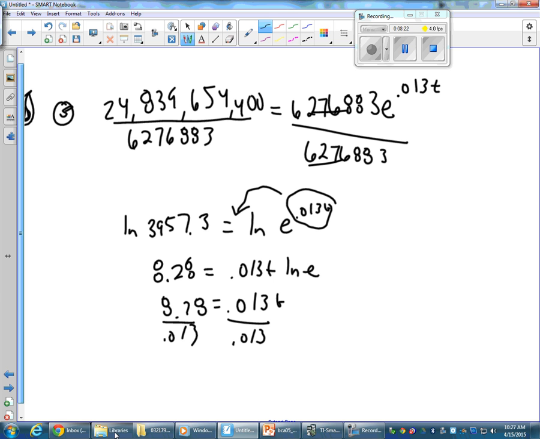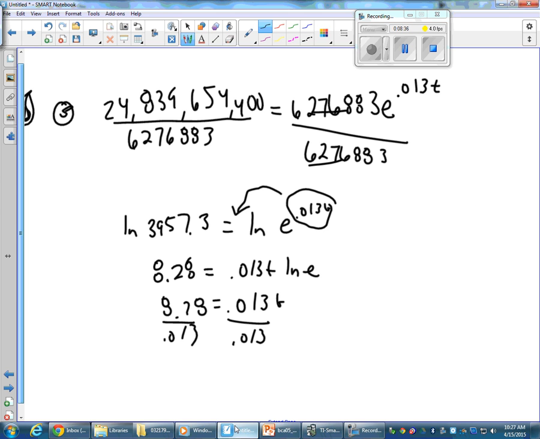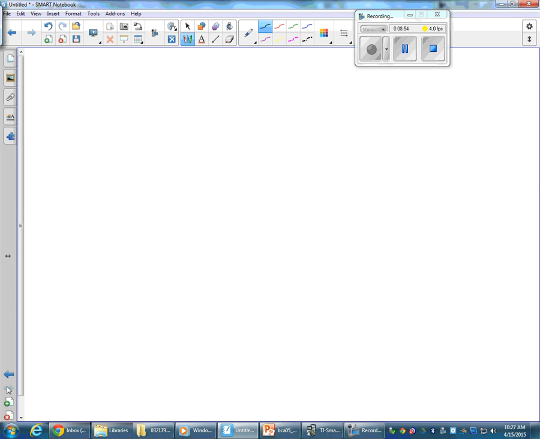And I get, for my answer, divided by 0.013. And again, yours may be slightly different based on how many decimal points you rounded to, but I get about 637 years. So t equals, in about 637 years, the population of Israel will be such that there will be 1 square yard of land for every person in the country.